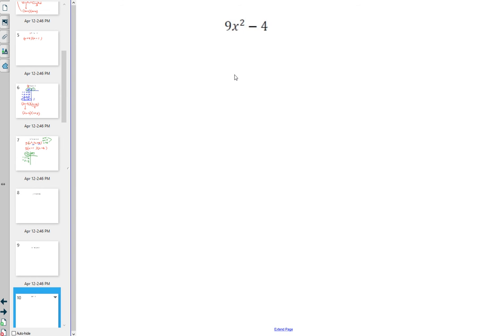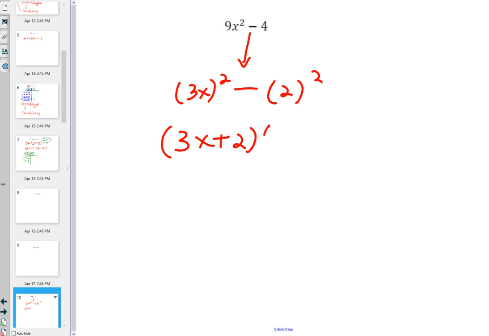Difference of squares. What does the word difference mean in math? Subtraction. So the question is, do I have 2 perfect squares? As long as I have subtraction and I have 2 perfect squares, which in this case is 3x squared and 2 squared. 3x times 3x is 9x squared. 2 times 2 is 4. Then I can just say 3x plus 2, 3x minus 2, also known as conjugates.